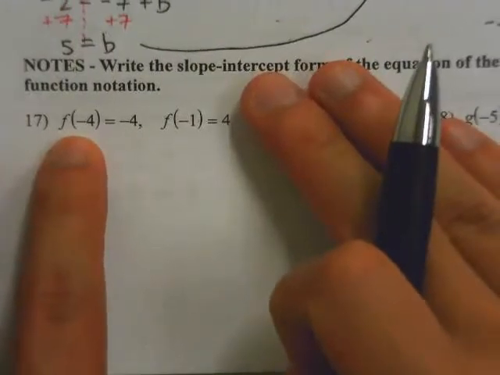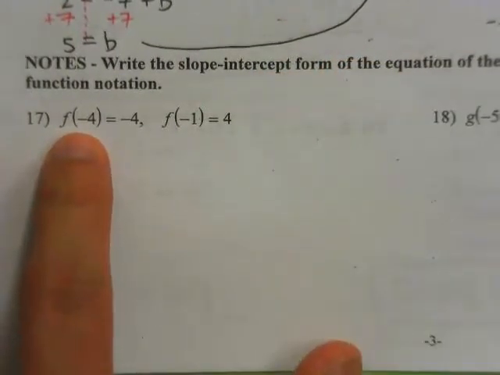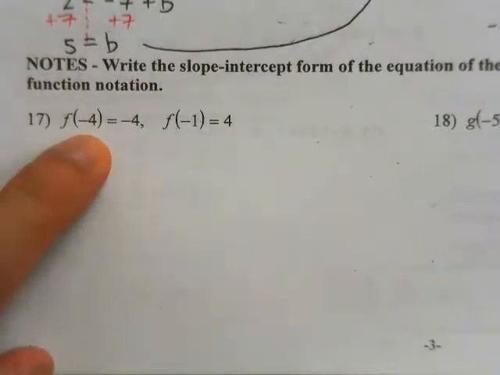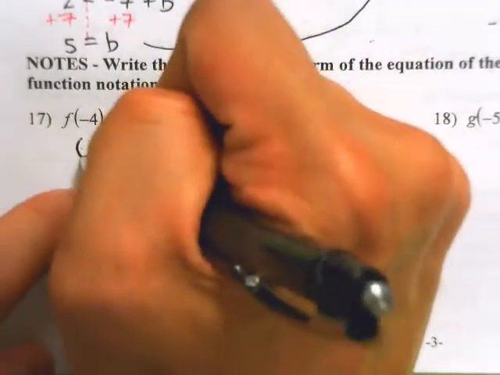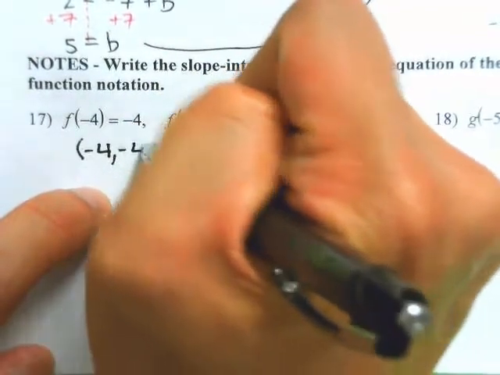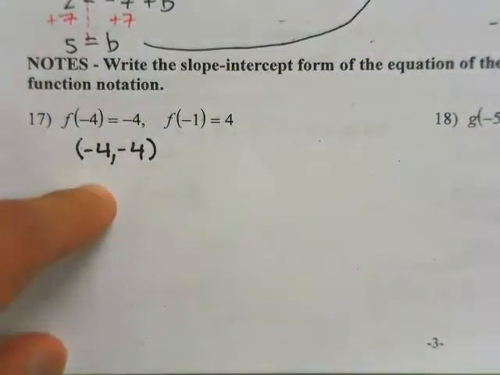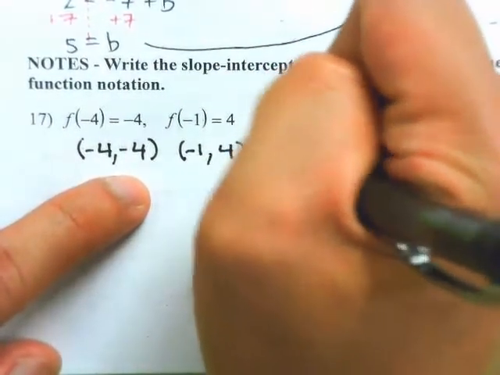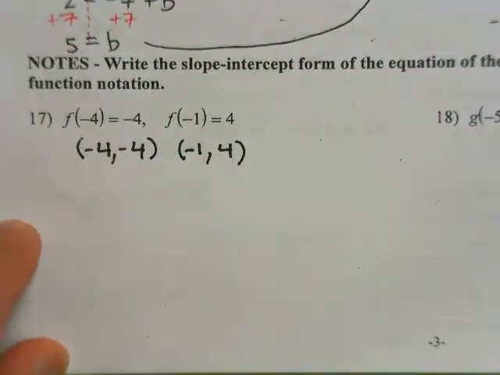Same directions. We need to get the slope-intercept form, so it's going to be y equals mx plus b. This time around, we have two given points in function notation. So again, one way to do this is you can rewrite this in coordinate form if you decide to do so. This is (-4, -4) and then (-1, 4). That's the same thing from the given information.